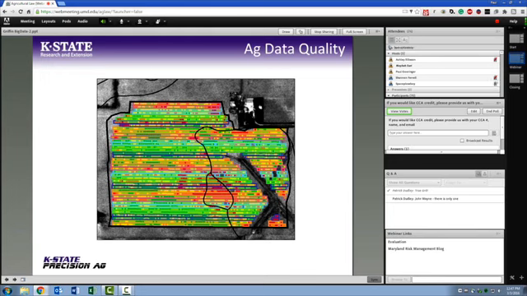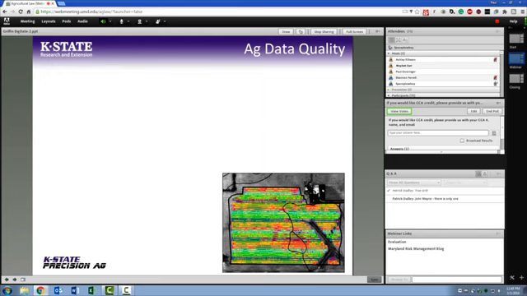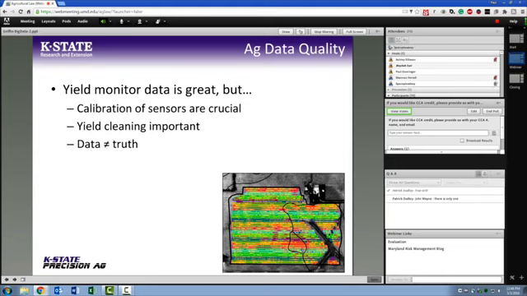I won't say a lot about ag data quality, but I do want to make a few points about this. One is that calibration of sensors, in particular yield monitors, is crucial to quality of data. And whether data is being cleaned at the farm level, at the aggregator level, or somewhere in between, it is important to use a consistent technique to remove bad data, and make it very important.